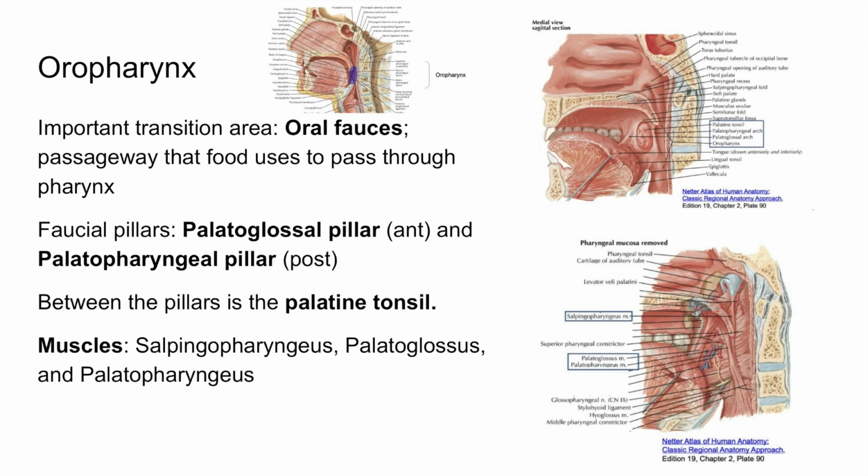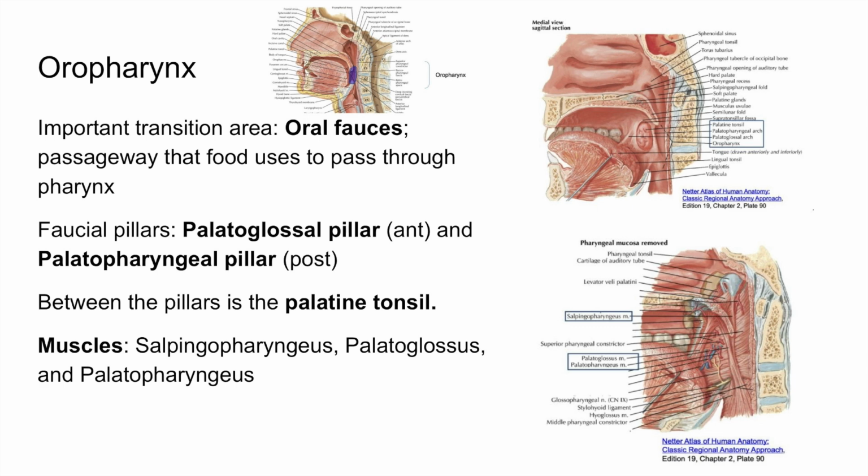All right, and now we're going to move on to the oropharynx, which is that middle portion of the pharynx, and it's extending from the soft palate down to the epiglottis, and it serves as a shared pathway for both food and air, right? So this makes it a critical transition zone where the body begins to coordinate swallowing while still maintaining an open airway.